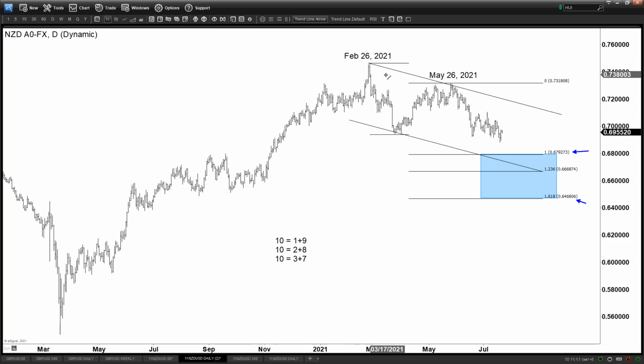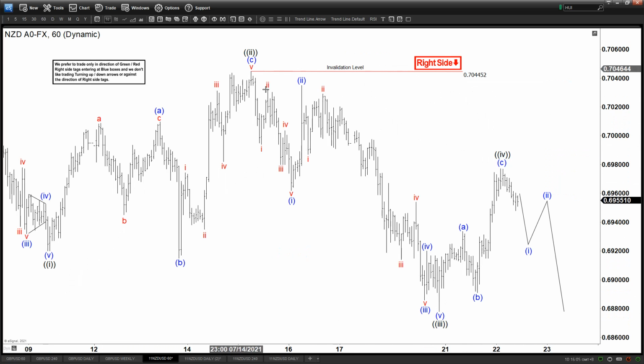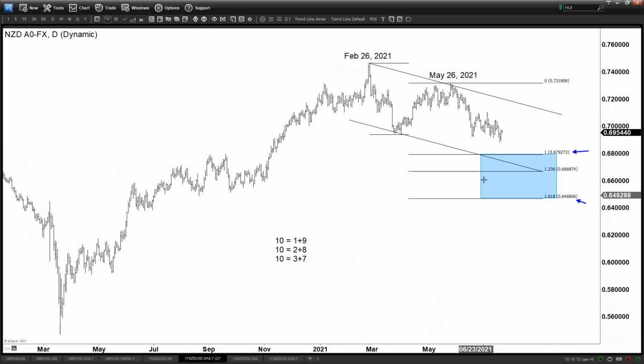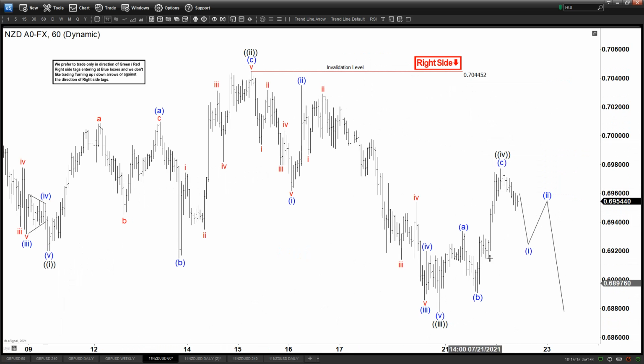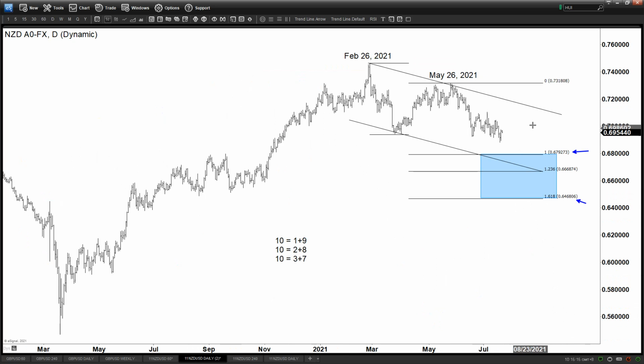So in the same way, New Zealand dollar, likely, as long as we stay below this trend line, the destination is here. This is your number 10, as long as we stay within this channel, right? But this is just one possible way to look at it. And if this view is correct, then yeah, we should be going down relatively soon and maybe reach this target relatively soon. But what if it is not 1 plus 9?